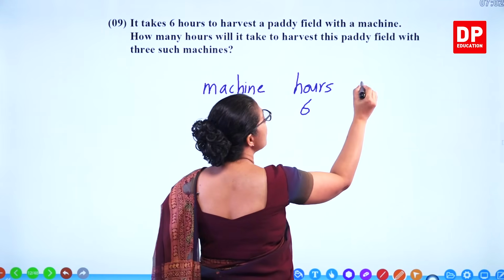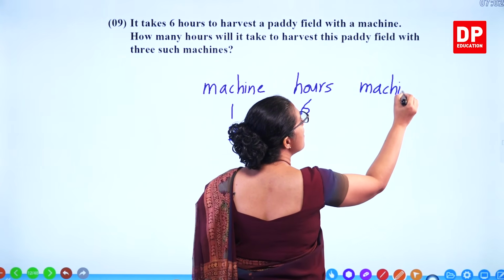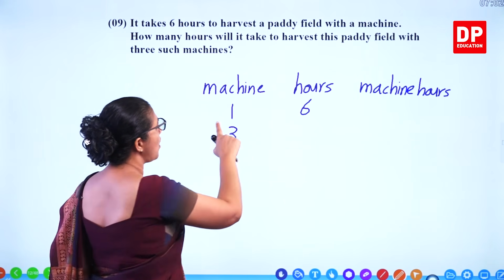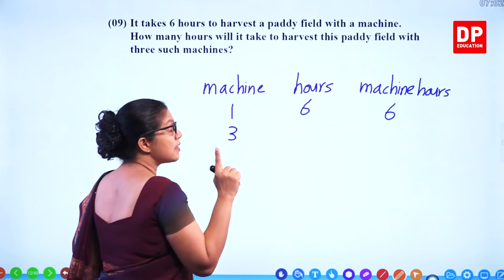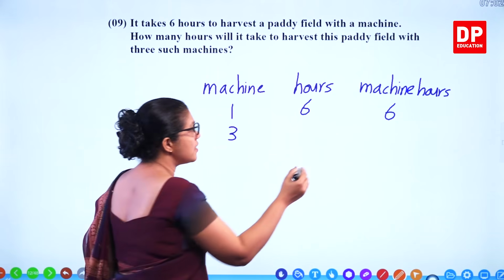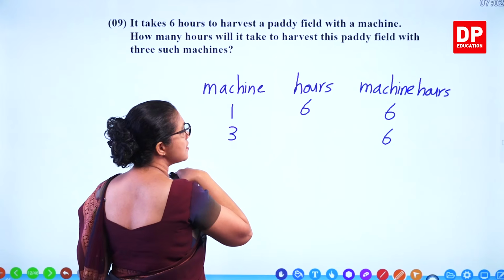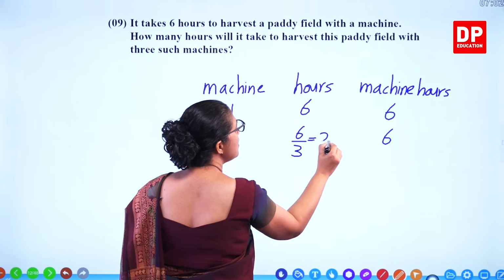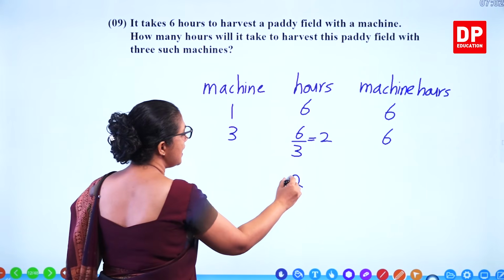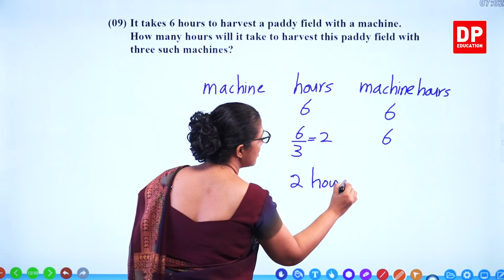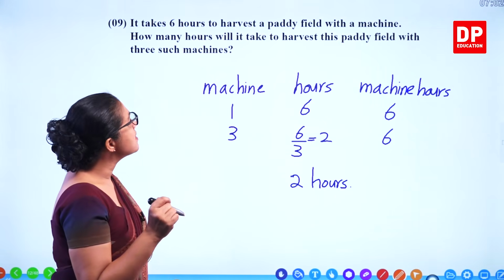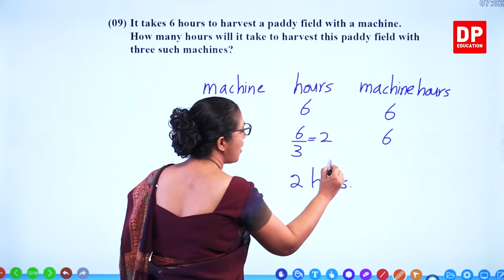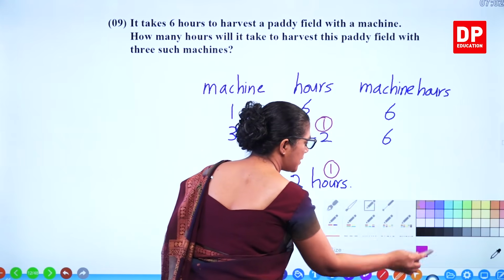So we can calculate machine hours. So how many machine hours are there? 1 into 6, 6. But now same machine hours but 3 machines. With these 3 machines, how many hours do you need? So that means 6 divided by 3. So that means it takes 2 hours to complete the work. So 2 hours is the answer. So you get 2 marks, 1 mark here and 1 mark for the method.